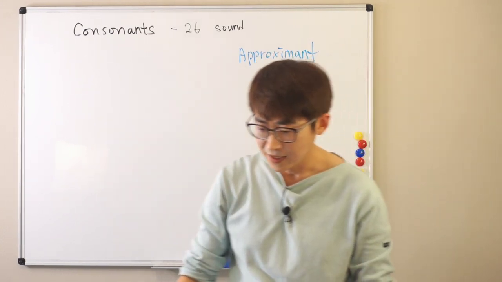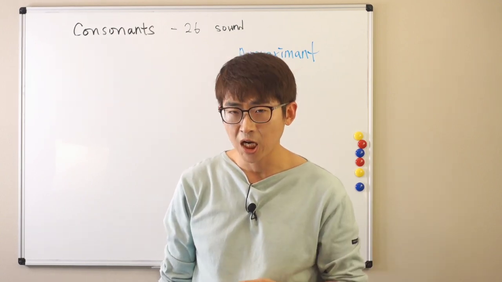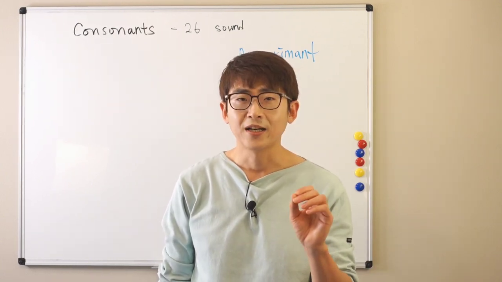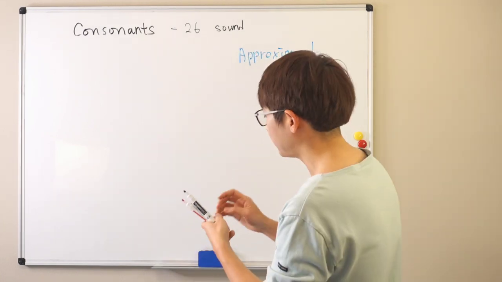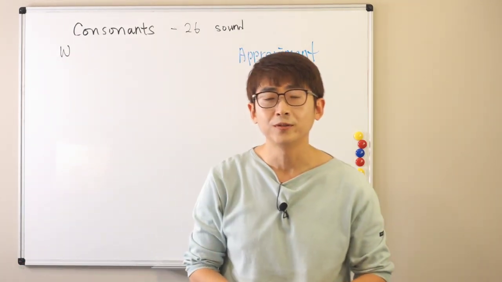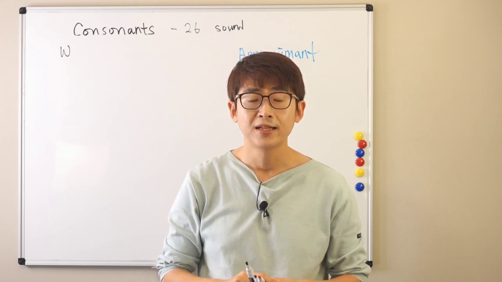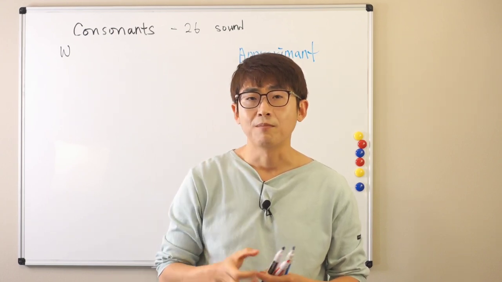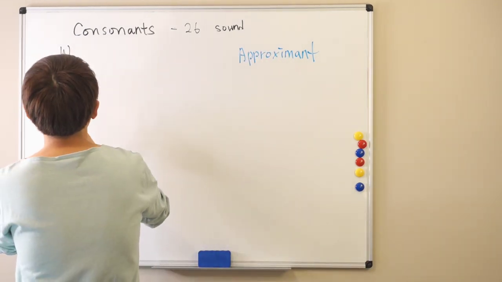Approximant sounds. What that means is we partially block the air flow, not entirely. I'll give you an example. The first one is W, okay? When it is used as a consonant, we partially block our mouth and let the air out. For example, in this one.